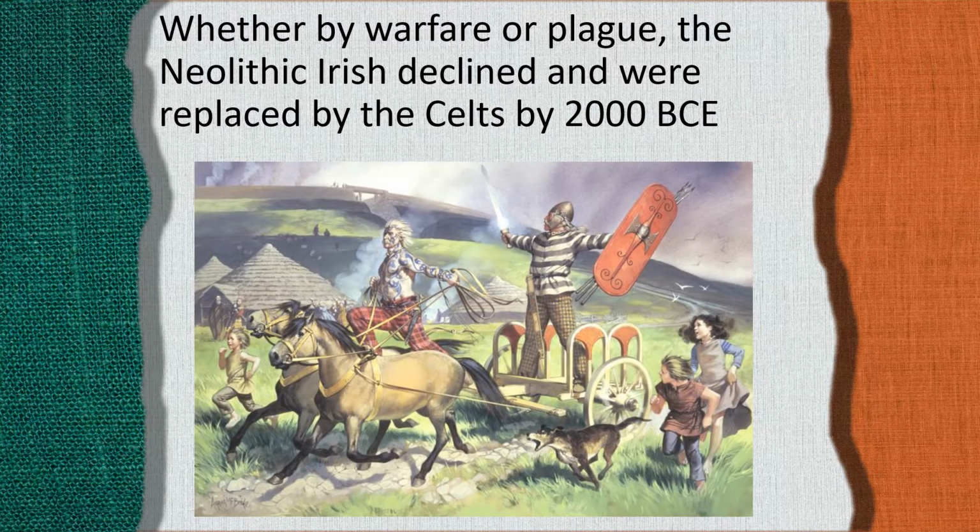And whether by warfare or plague, the Neolithic Irish, and to a large extent the Neolithic Europeans, declined. And they were replaced by the Celts by the year 2000 BCE. There's a lot of debate about why those Stone Age people disappeared. One of the most common theories right now is that they were killed off by a plague that spread through Europe around the same time. The bubonic plague, only a much earlier version than the Black Death, that happened around 2500 or 2000 BC.